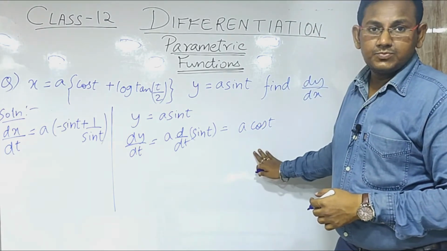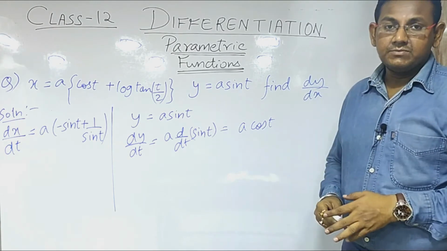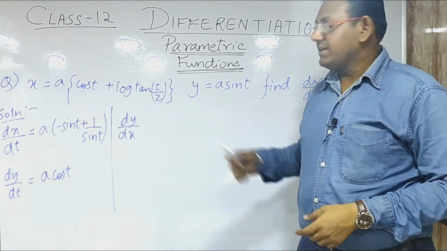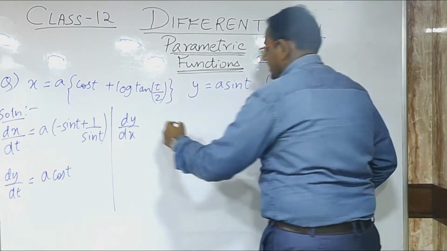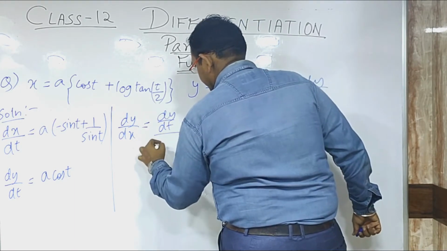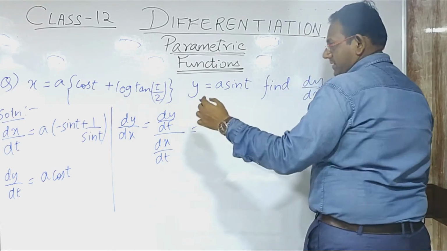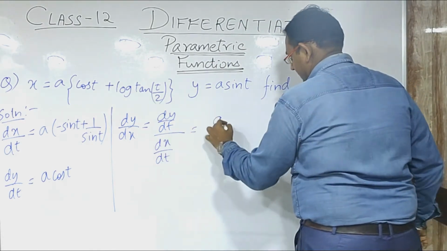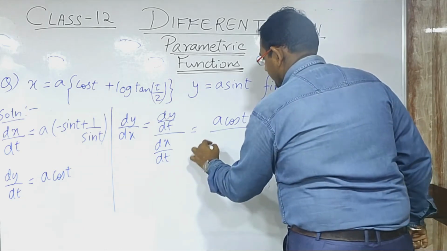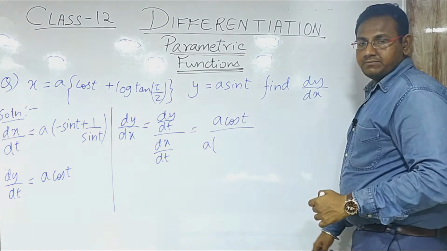So let's put these two values into the original question. Let us find dy by dx. Now dy by dx can be written as dy by dt divided by dx by dt. We already know dy by dt is a cos t, and dx by dt is a times minus sin t plus 1 by sin t.